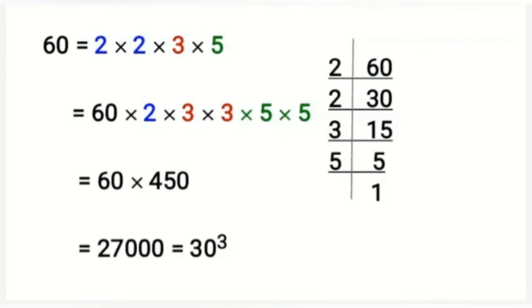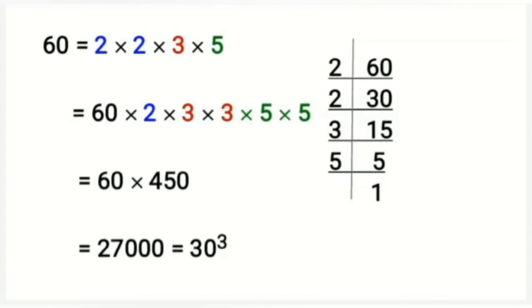60. 60 is divisible by 2, 30 times. 30 is divisible by 2, 15 times. 15 is divisible by 3, 5 times. 5 is divisible by 5, 1 time. So I got the factors 2 into 2 into 3 into 5. And now see students, I don't have a group of three of any number. 2 appeared 2 times, 3 appeared 1 time, and 5 appeared 1 time. So how can I say it's a cube number?